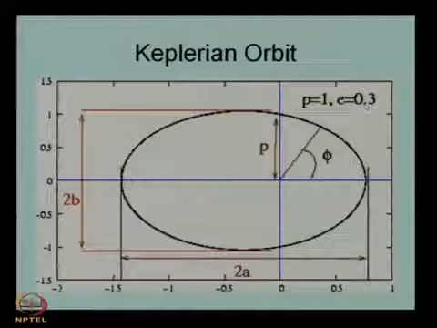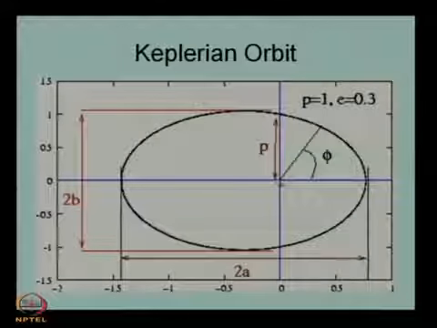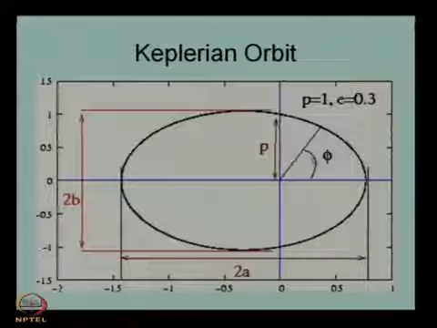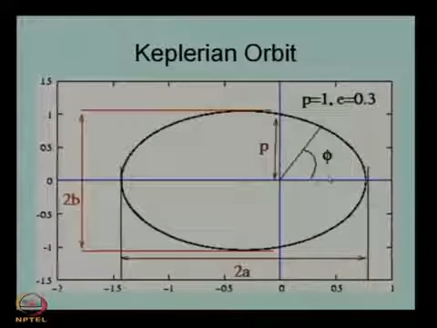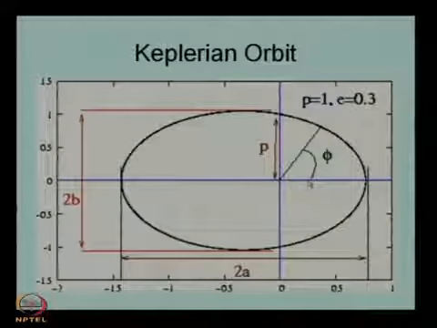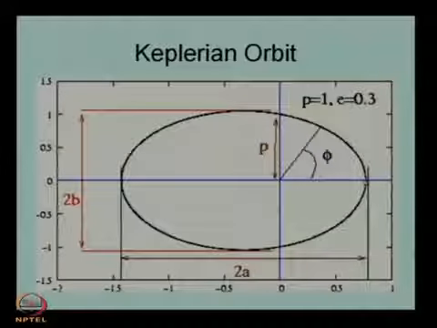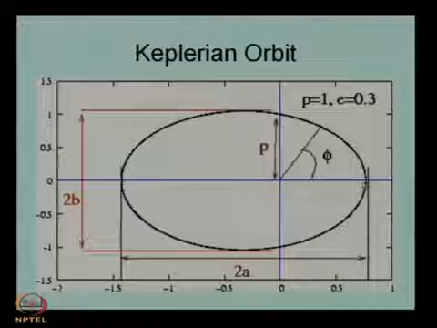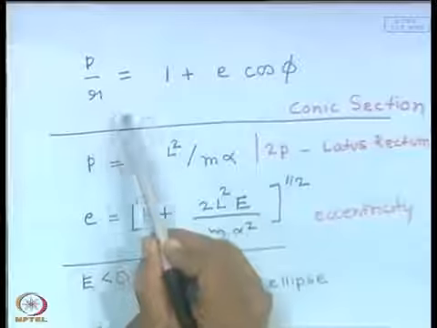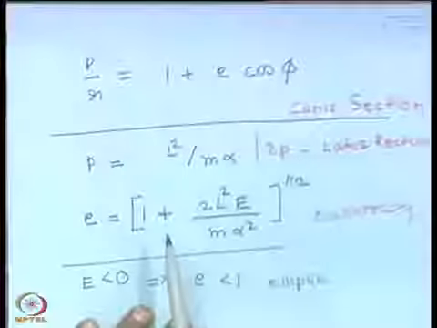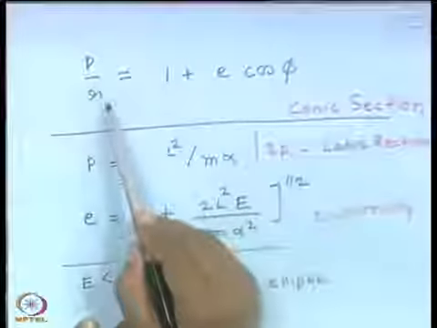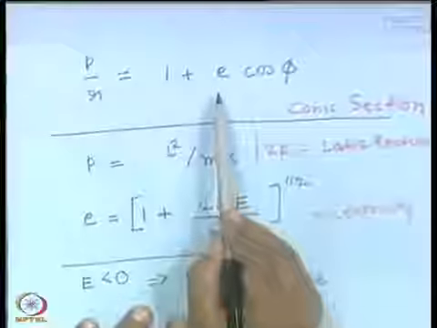The focus is over here, and phi is the angle with respect to this direction. What's the meaning of phi equal to 0? Let us go back to our equation now. If I set phi equal to 0, then P by R is 1 plus E.